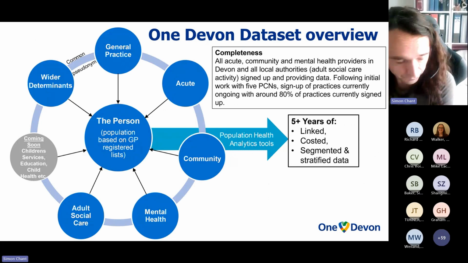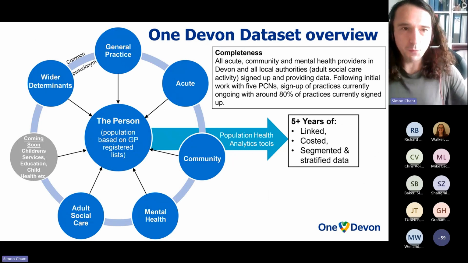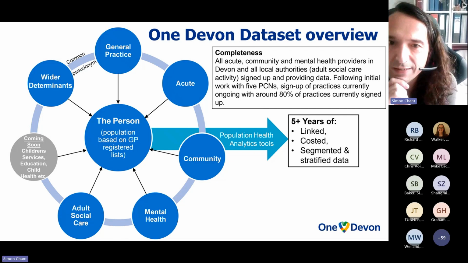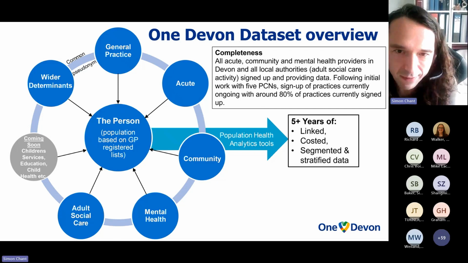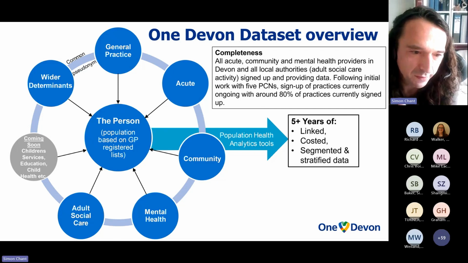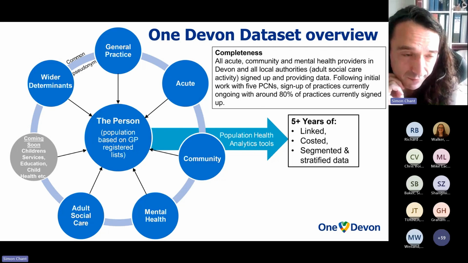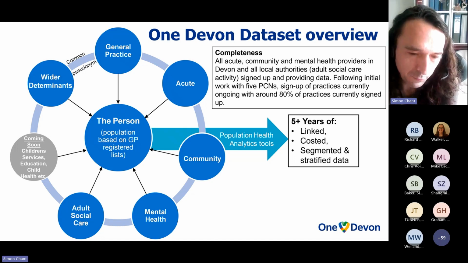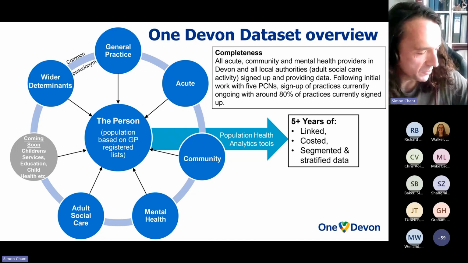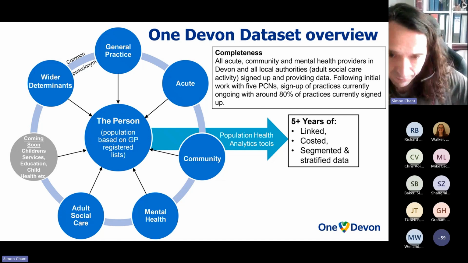So in terms of the overview of the One Devon Dataset, this diagram here just represents the main components, the main sources of data feeding in at present. So you'll see there we've got adult social care, we've got mental health providers, so that's Devon Partnership Trust and Live Well South West.